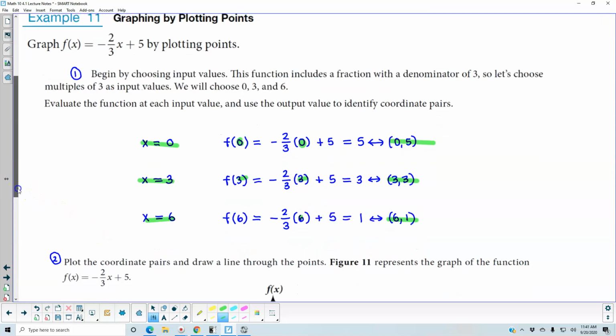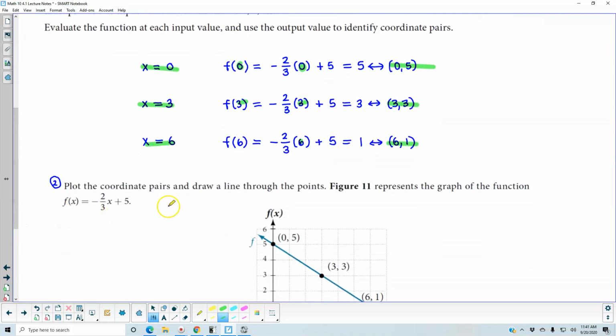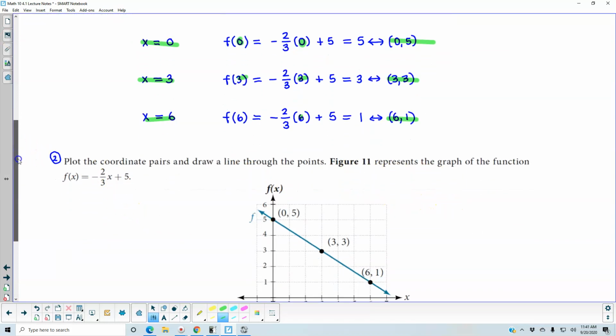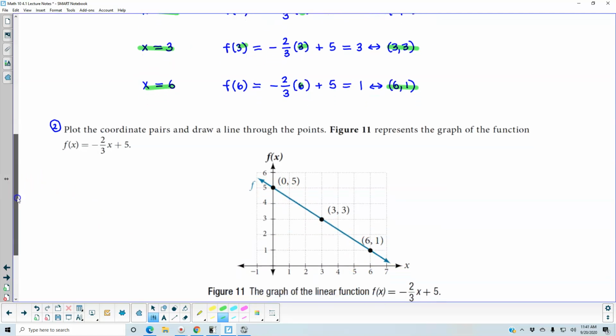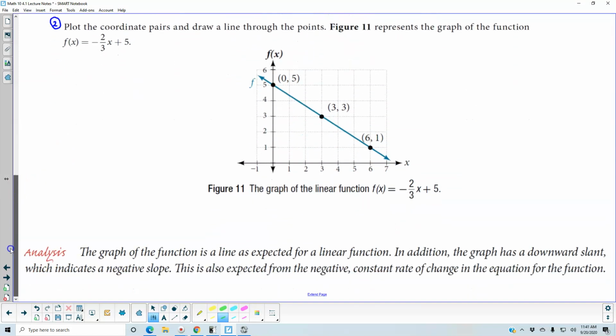And now what we're going to do is plot those coordinate pairs and draw a line through the points, and figure 11 is going to represent the graph of that function. So we have the first point, which is (0, 5), the next point, which is (3, 3), and the last point is (6, 1), and then we connect the points, drawing arrows at the end of the line, indicating that it's continuous.